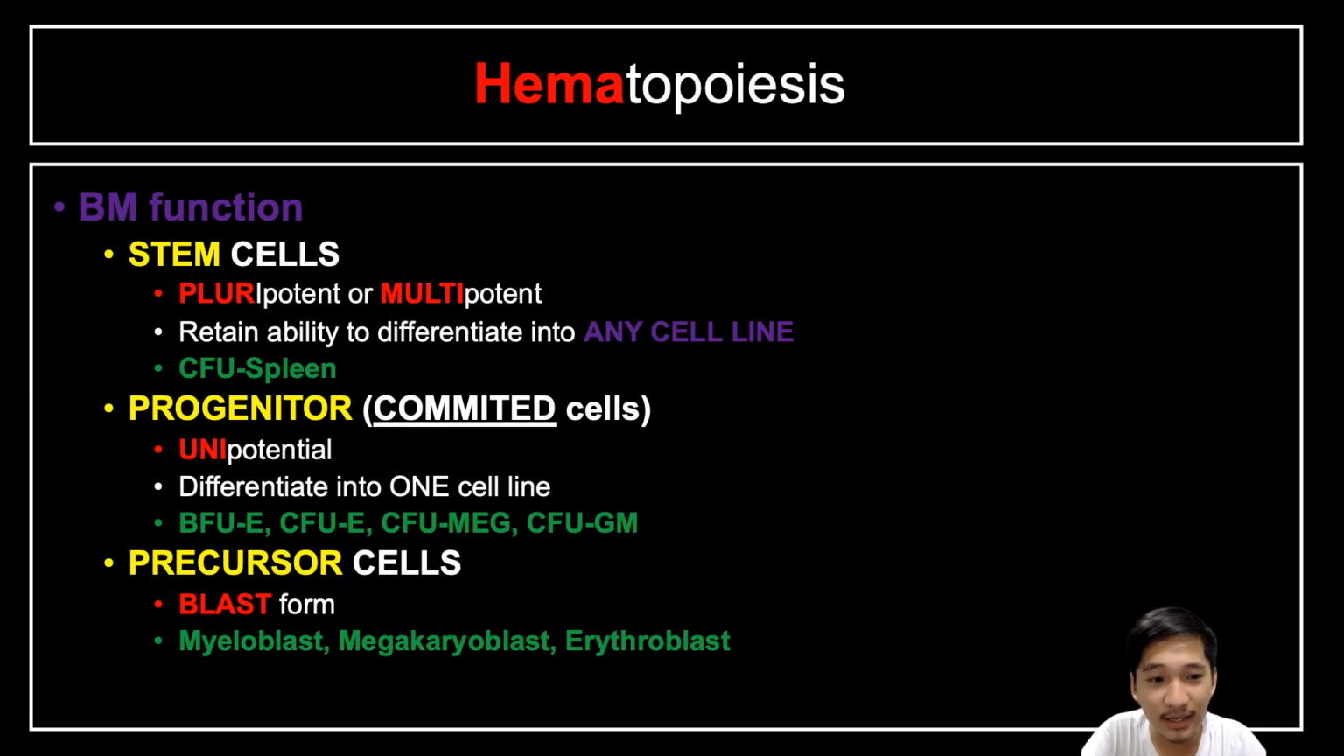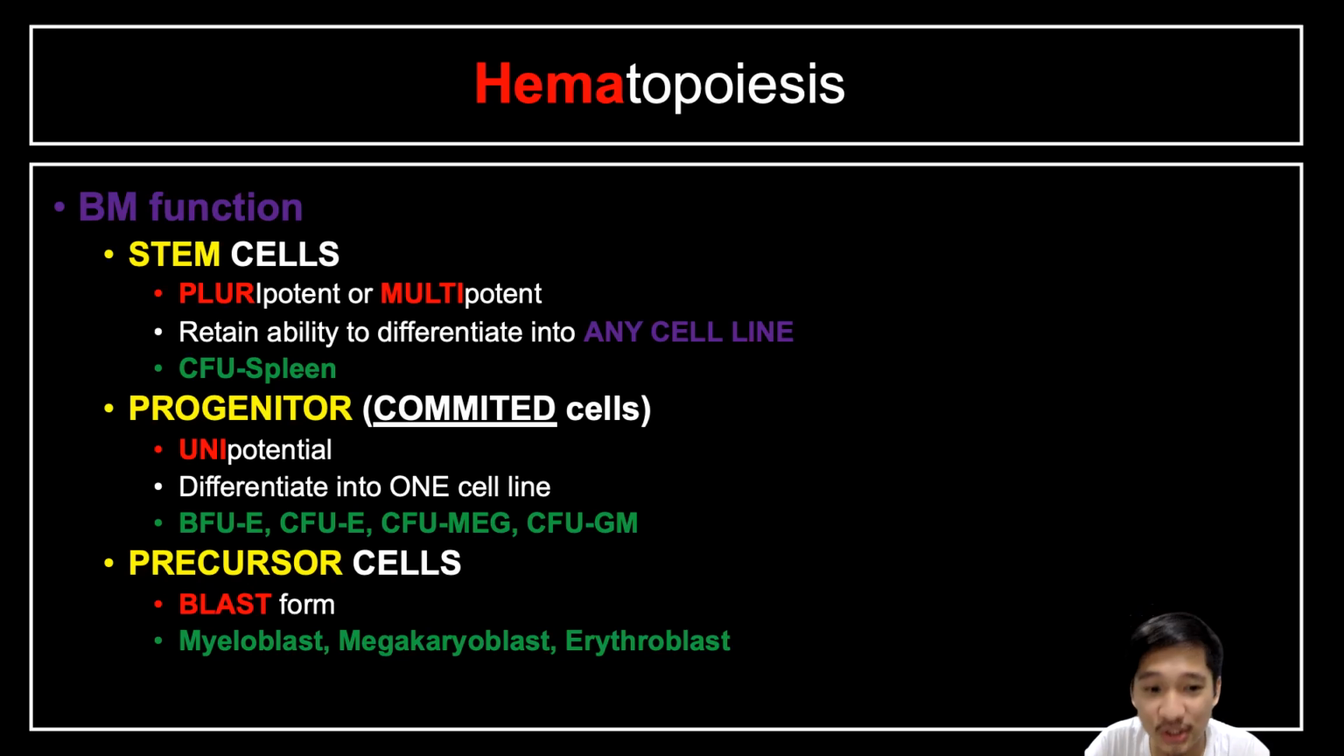Next we have the progenitor cell, which is also called a committed cell. It is unipotential, meaning it can differentiate only into one cell type. Examples are the burst forming unit erythrocyte, the CFU erythrocyte, the colony forming unit megakaryocyte, and the granulocyte monocyte. Again, they are committed cells. They are unipotential and differentiate into only one cell line.